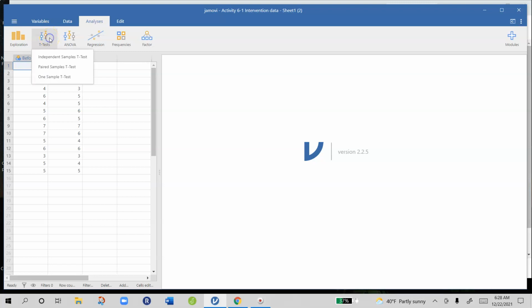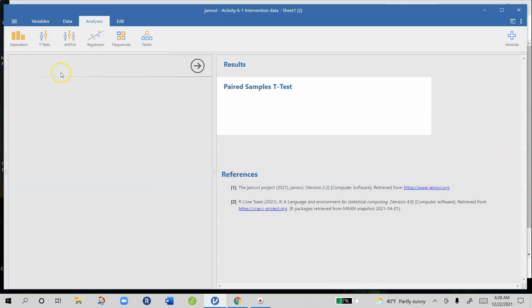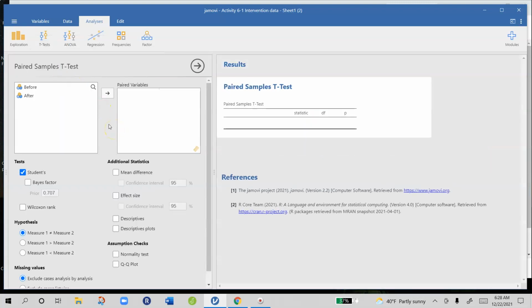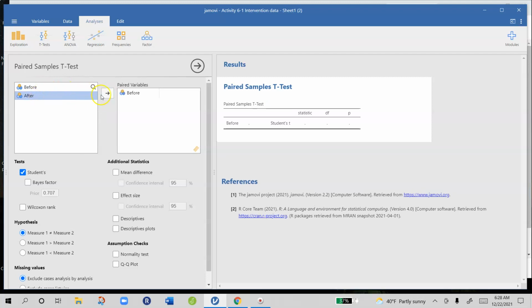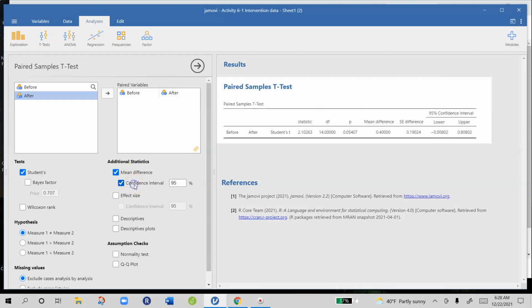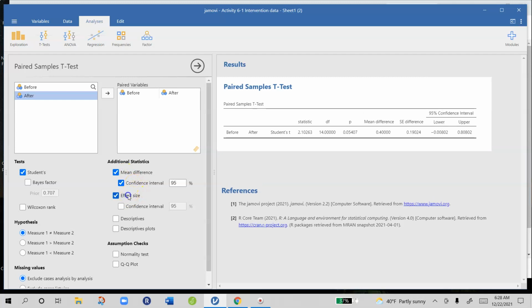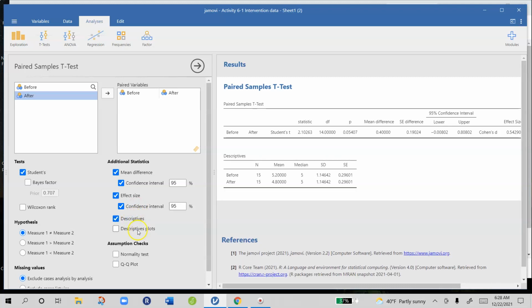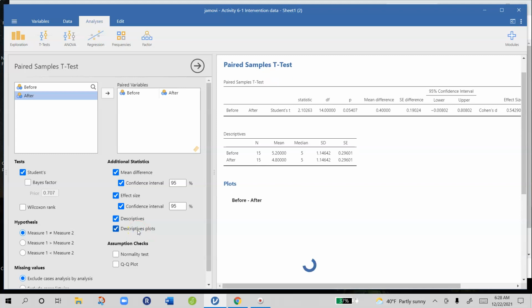So you go ahead and click on t-test and then a paired samples t-test. Now we have two variables. We're looking at scores before and scores after they watched the video. We're going to look for the mean difference and a confidence interval around the mean difference, and an effect size with the confidence interval around that effect size, descriptive statistics, and we can also get a descriptive plot while we're doing that.